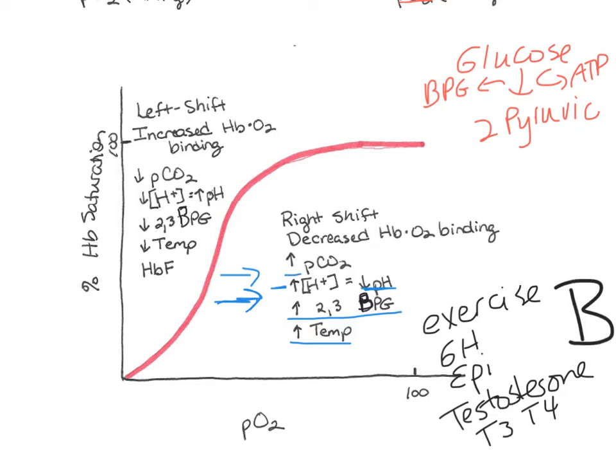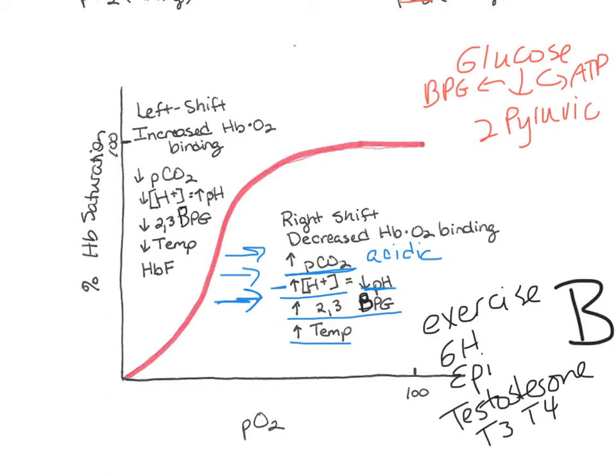If we look at the PCO2, or the partial pressure of carbon dioxide, if there's an increase in carbon dioxide, the body sees carbon dioxide as kind of an acid, so the blood becomes more acidic. So the same thing will happen to the saturation as if we had an increase in hydrogen ions, and that means that hemoglobin will release the oxygen so it can bind to the CO2.